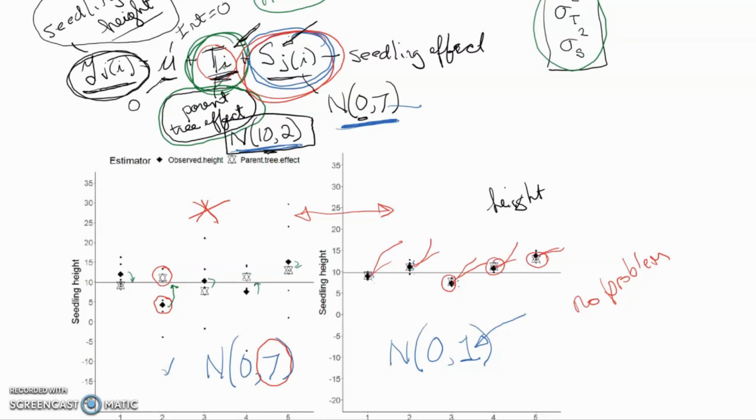And the basis for this shrinkage, the amount of shrinkage, is going to be determined in part by the variability of the seedling effect relative to the variability associated with the tree effect, such that when you've got a large amount of variability associated with the seedling effect relative to the parent tree effect, a greater amount of shrinkage is going to be required.